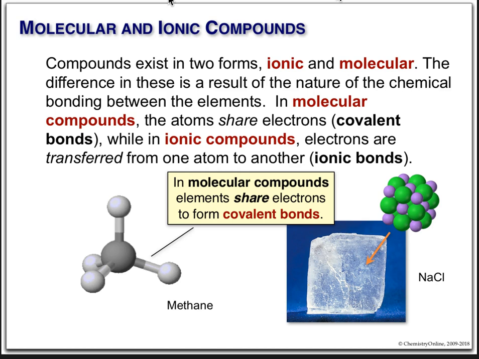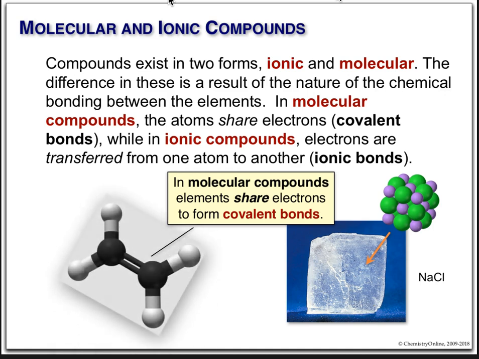The bonds in a covalent compound can be single bonds, like we've seen here. We can also have double bonds and triple bonds. Every bond, remember, represents two shared electrons.